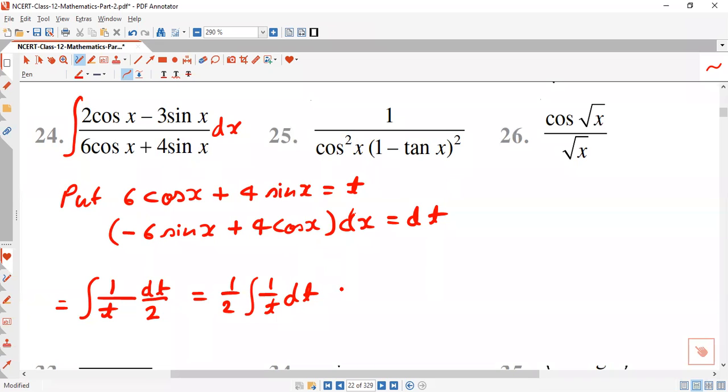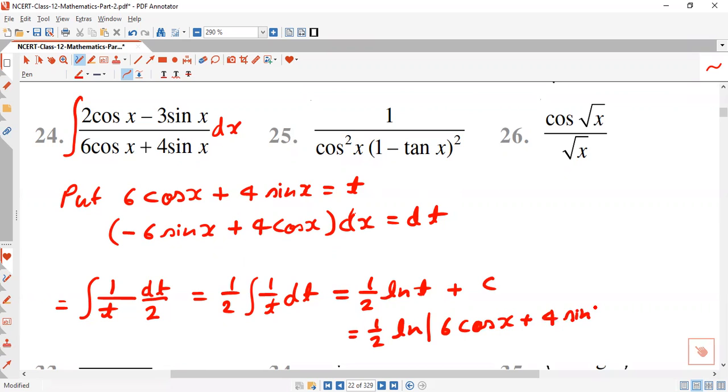So now we see what the integration comes out. This comes out half log t plus some constant c. Now we put the value of t: half log mod of 6 cos x plus 4 sin x plus some constant c. So this will be the answer of this question.